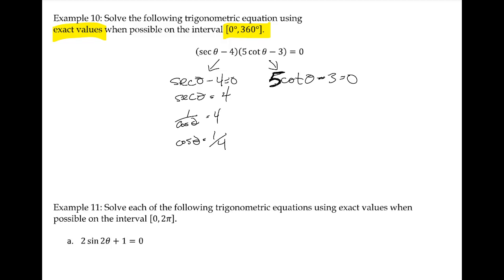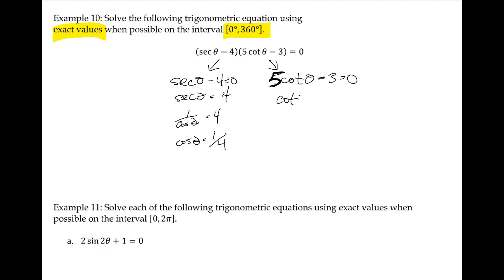Okay, and at this point, I recognize that I can't do an exact value. This isn't something I'm familiar with on my unit circle. There's no special angle that's associated with 1/4, so I will have to use my calculator for that. So I'm just going to isolate this one at the same time, see if I can do anything with it.